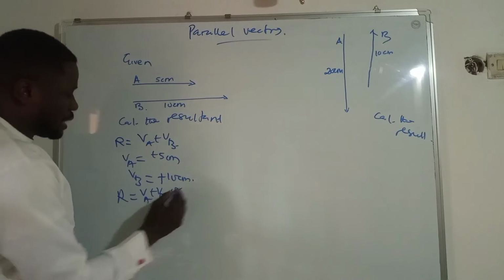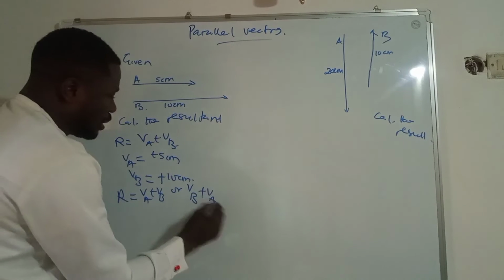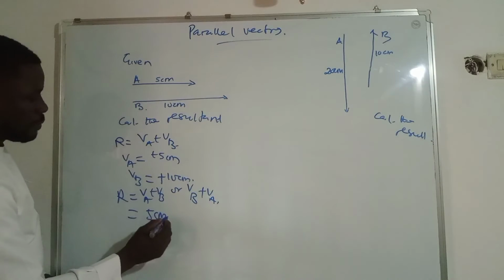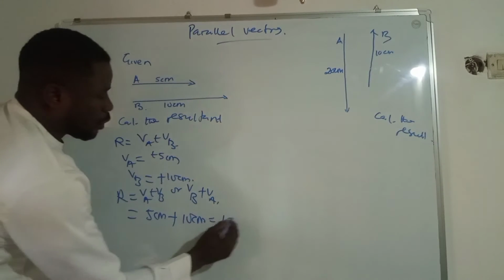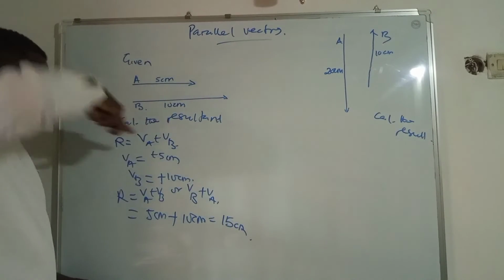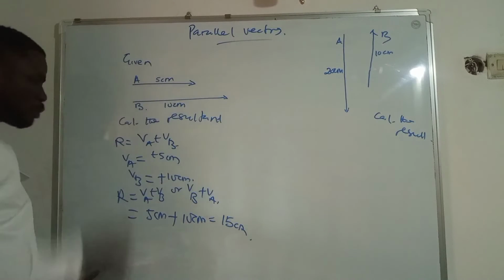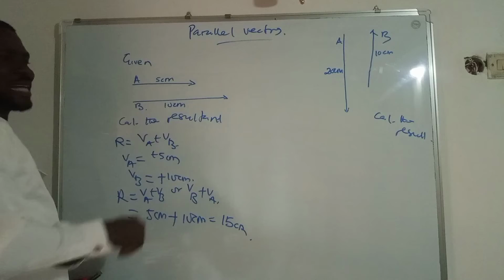And so if I substitute this, the resultant therefore will be equal to VA plus VB. Remember, it is either VA plus VB or VB plus VA. And so if you substitute, this will give you 5 cm plus 10 cm. And the answer will be what? 15 cm. Now, remember that 15 cm represents the magnitude of the resultant, and you are supposed to indicate the direction, because what they gave us here has a direction.